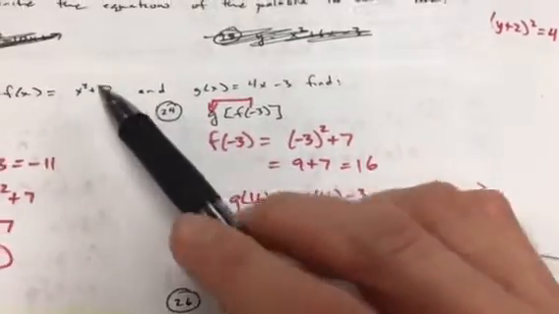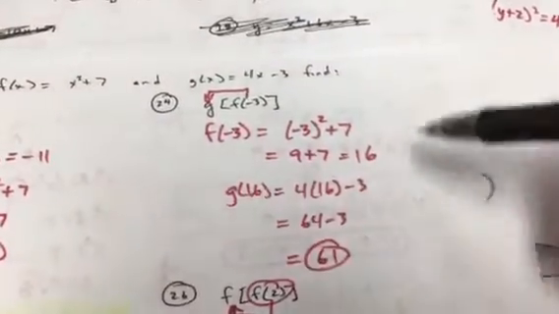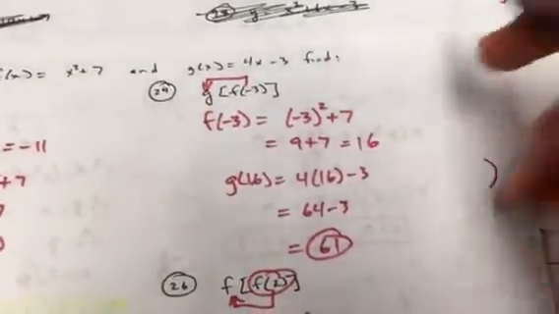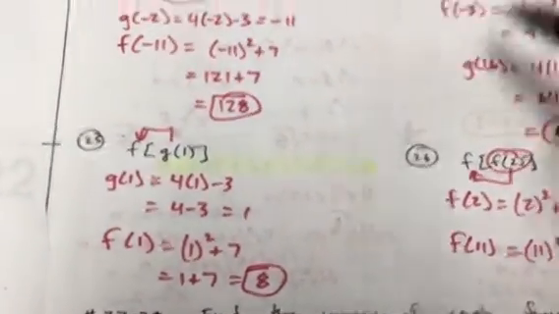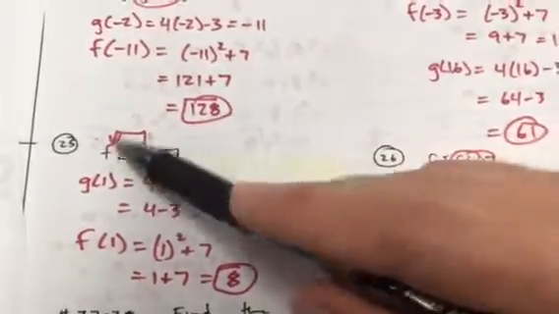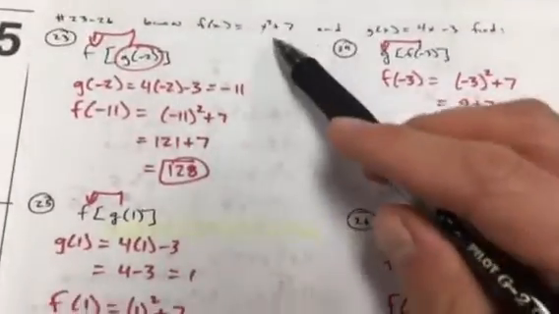Same thing on 24. Plug negative 3 in for x in the f equation. Get 16 and plug it into the outer function right here. 4 times 16 minus 3, 61. On 25, plug 1 into the g equation there. You get 1. Then plug 1 back into the f equation. 1 squared plus 7 is 8.